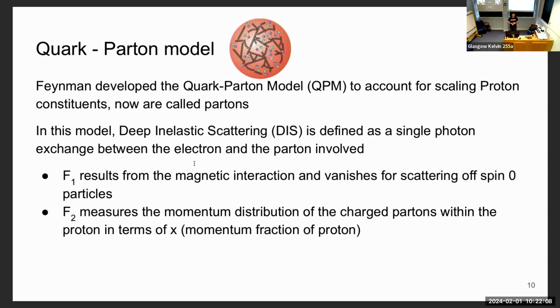And in this sense, the structure functions F1 and F2 are the result of a magnetic interaction. F1 is a magnetic interaction that vanishes on scattering off a spin 0 particle, and F2 measures the momentum distribution of the charged particles within the proton in terms of x. So it's purely about proton properties.